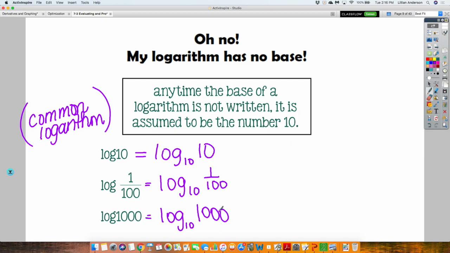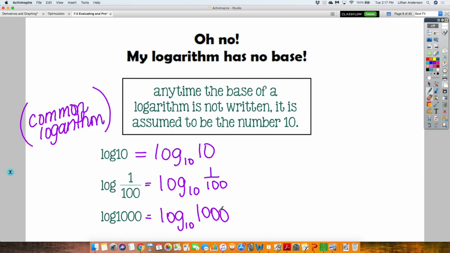So, being able to take a logarithm and write it in exponential form is a skill that you're definitely going to need for solving as well as evaluating. Being able to go from exponential form to logarithmic form, you do need that skill. It's not always used, but it's good to know that you can go both ways. To actually evaluate these without using your calculator, you're going to want to rewrite them in exponential form.